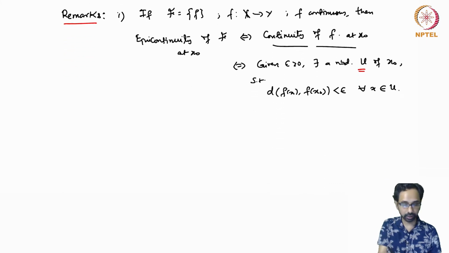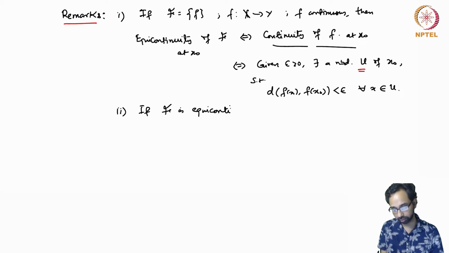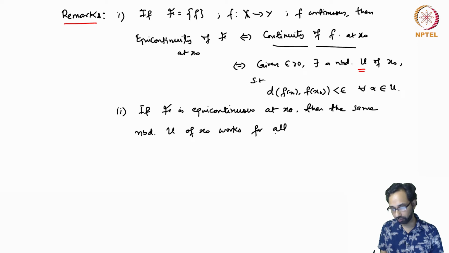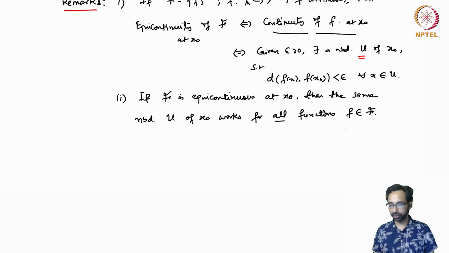Another remark that I just mentioned is that if F is equicontinuous at x0, then the same neighborhood U of x0 works for all functions f in the subset F. So in general, if you have many different functions, you will need to choose different neighborhoods for this condition to hold for each of these functions in F. And so equicontinuity is a stronger notion which allows you to take only one neighborhood that works for all functions.